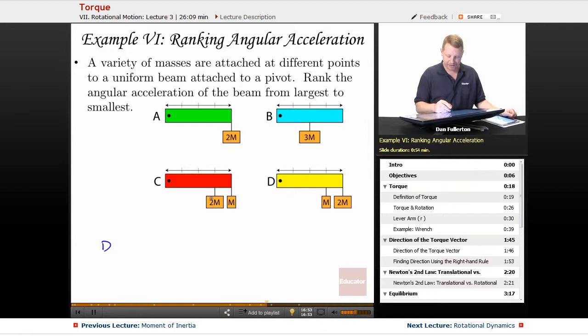Then it looks like C is the next most. We've got m at the very end and 2m just inside that. Then it looks like we're probably looking at A, where we have 2m at the very end. And finally, we have B, 3m at half the distance. So DCAB would give us the greatest angular acceleration from largest to smallest, because we're looking at the ranking of the torques.